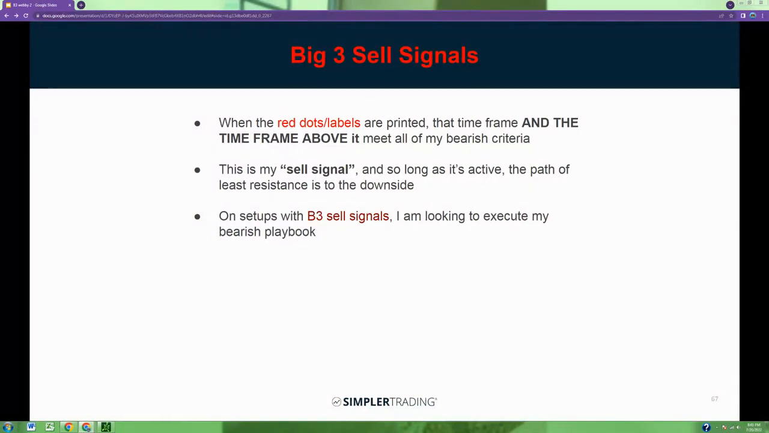Then we got the big three sell signals. Just as straightforward, guys. When the red arrows or labels are printed, that time frame and the time frame above it fit all of our bearish criteria, right?